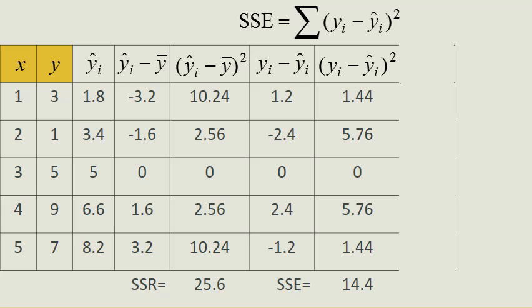So the error sum of squares is what I called the residual sum of squares in the last video. Some books call it the residual, others call it error. It's the same thing.